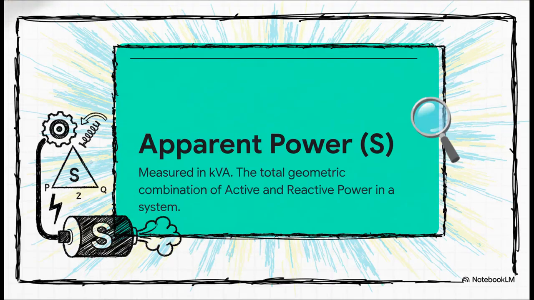And finally, we have apparent power, or S, measured in kVA. This is the grand total of what is actually being pushed through the physical transmission wires. It's the combination of your useful active power and that sloshing reactive power. But here's the catch. It's a geometric combination, not just simple addition. You can't just add 3 units of active power and 4 units of reactive power to get 7 units of apparent power. Because they operate in different mathematical dimensions, you actually have to use vector math to figure out the total electrical burden your equipment is carrying.